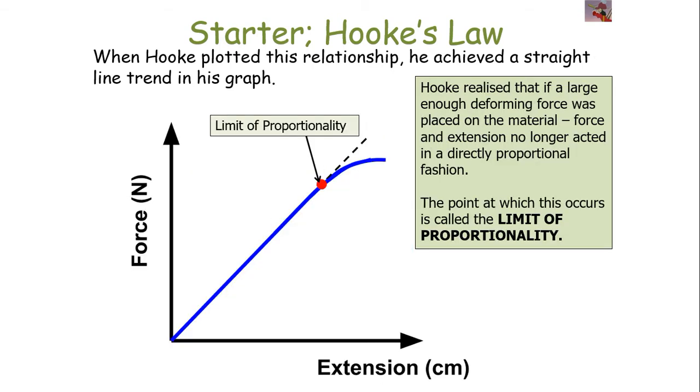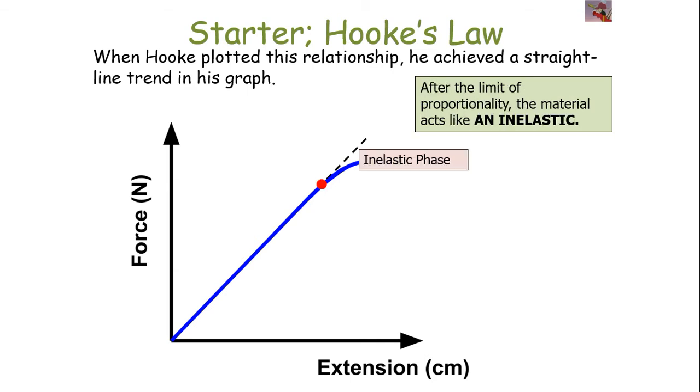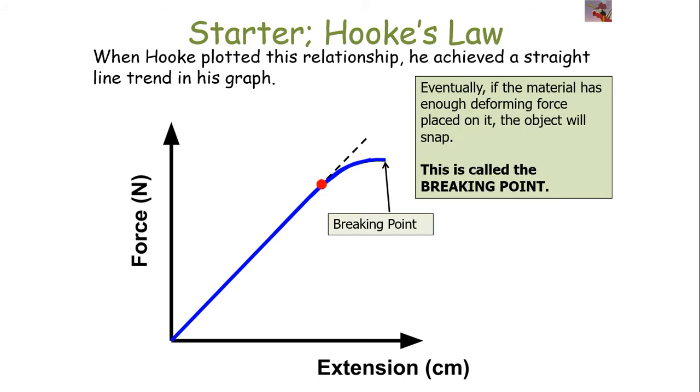Now, eventually, over time, when you add more and more deforming force onto a material, the material no longer has a directly proportional relationship between deforming force and extension. The point at which this occurs and the line starts to bend is what we call the limit of proportionality. After the limit of proportionality, the material acts as inelastic. Now, if enough deforming force is eventually placed on it, the object will snap, which is what we call the breaking point.